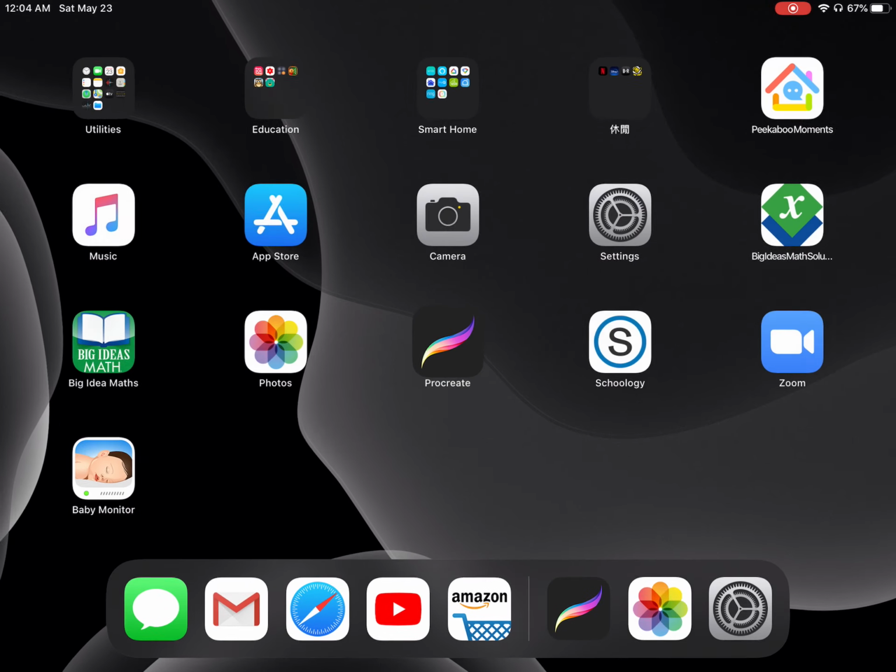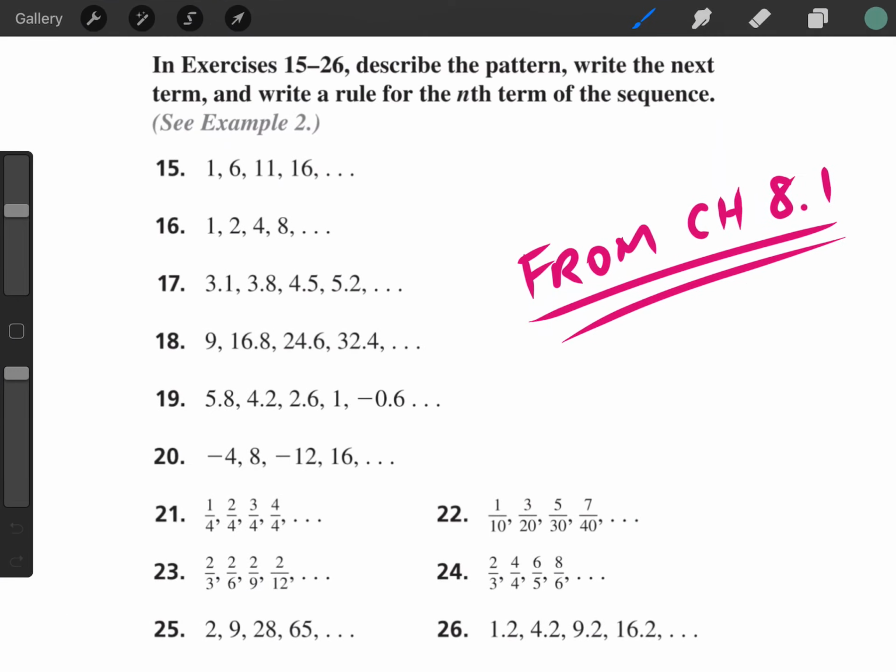Okay, so I do want to go over chapter 8.1. Okay, so the problems I'm going to go over are 18, 21, 24, and let's go one more, 26.